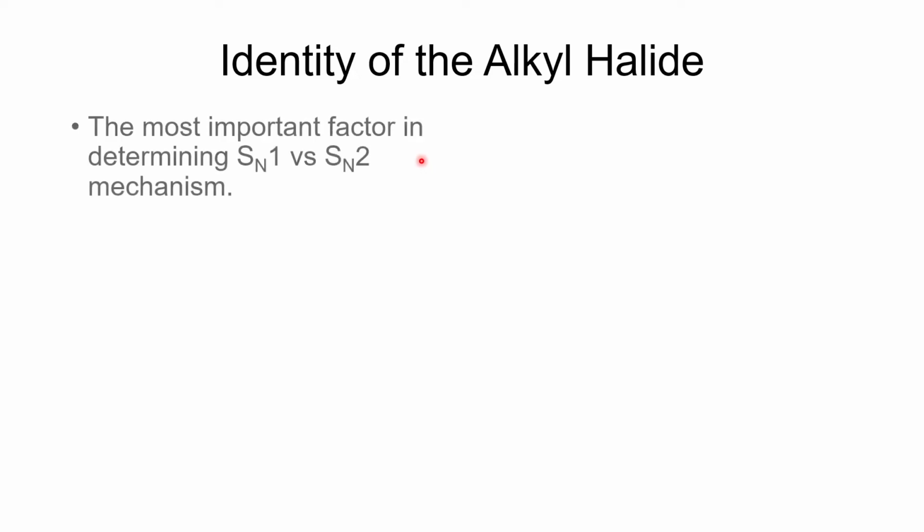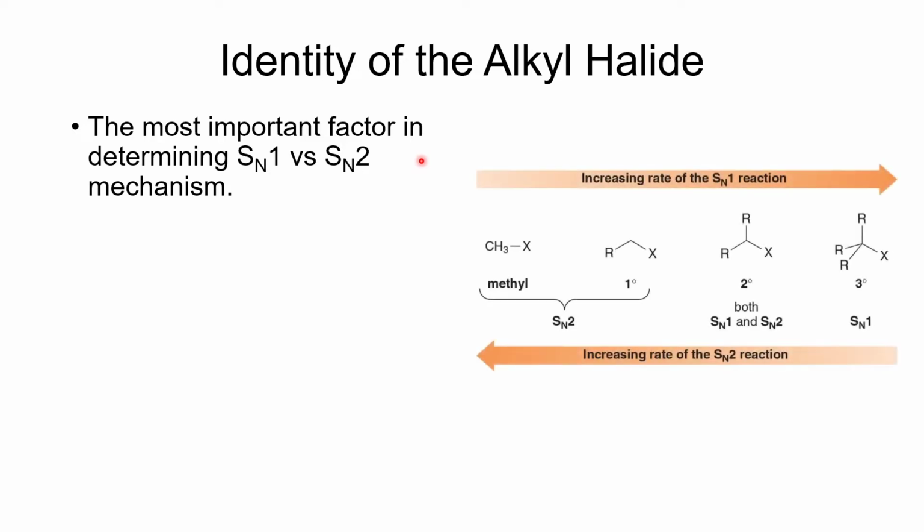The identity of the alkyl halide. Turns out this is probably the most important factor in determining whether your reaction is going to be an SN1 or an SN2 mechanism. For SN2, methyl and primary are going to favor SN2 exclusively. Because you can't form methyl and primary carbocations very easily, SN1 is just not a viable option for these.